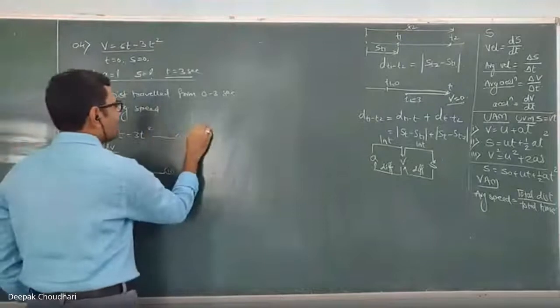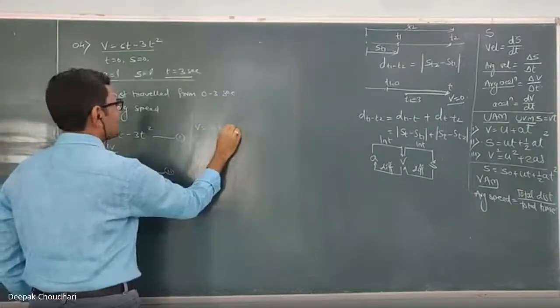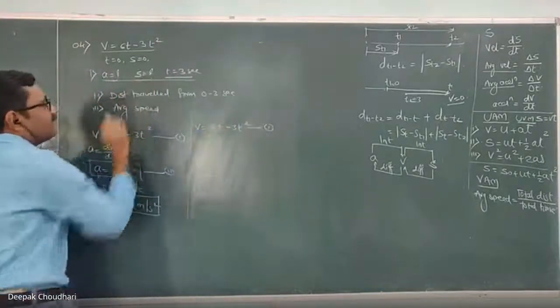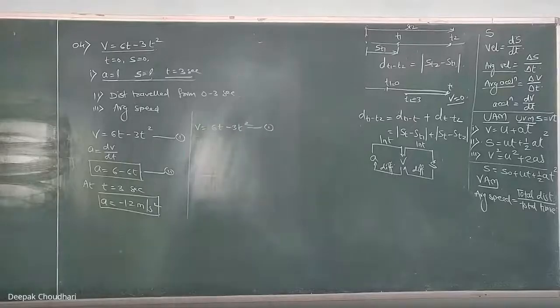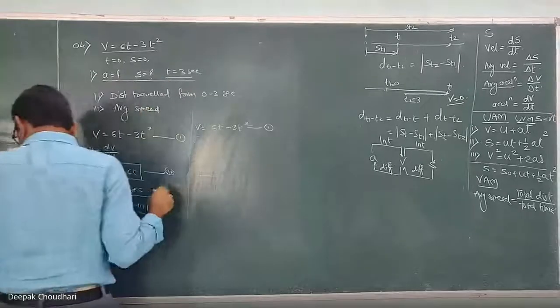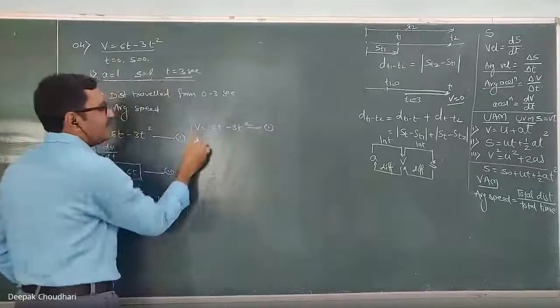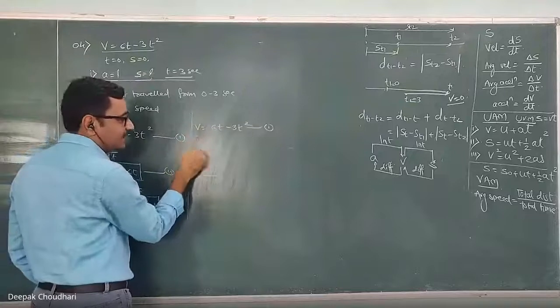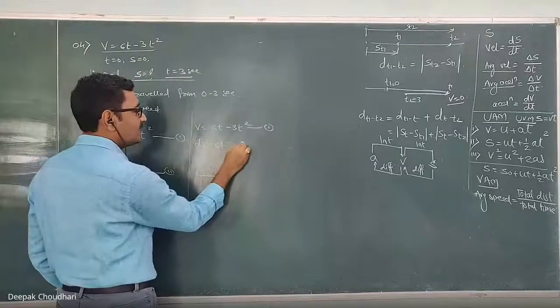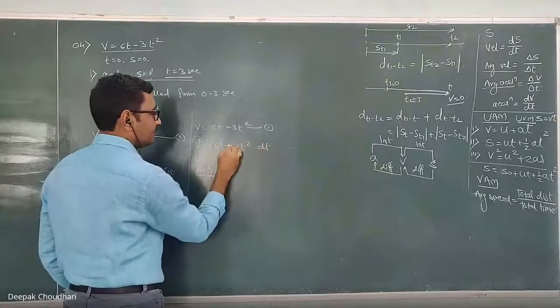Now the velocity equation I know, v equal to 60 minus 3t square, equation number 1. How can I get the equation of displacement from it? We have to integrate, but instead of integrating directly, you have to integrate with respect to t. Replace this v by ds by dt and separate the variables. So it becomes ds equal to 60 minus 3t square dt.